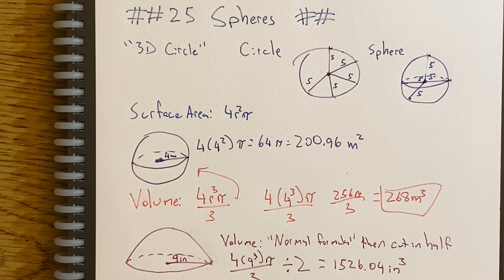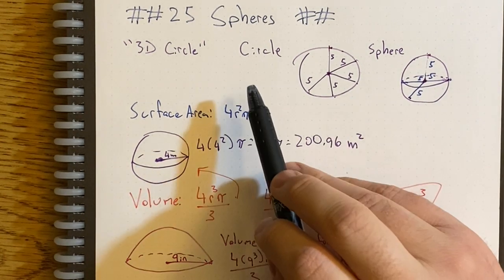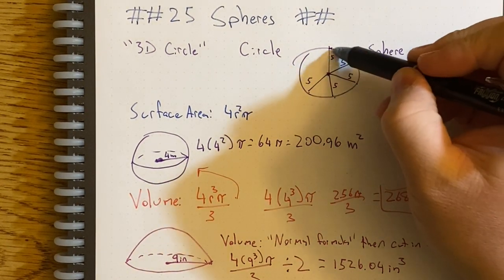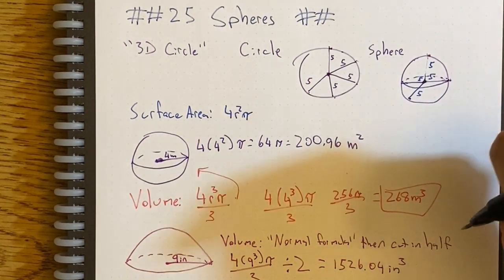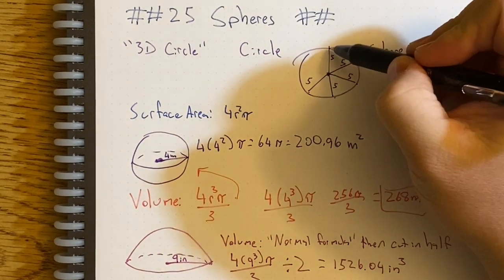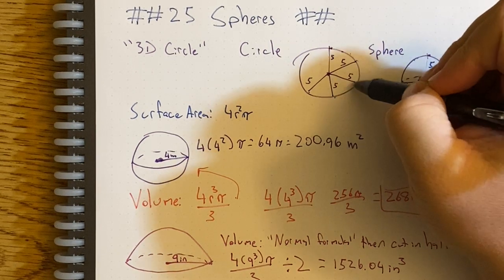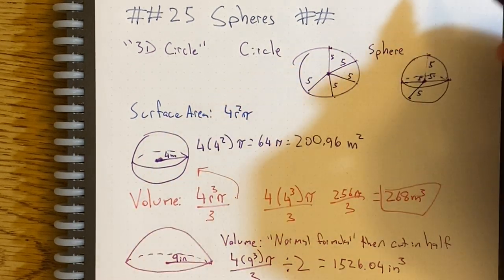You can see we're talking about spheres. Spheres are 3D circles. If you remember, a circle, the definition was the set of all points equidistant from a center. So if this is the middle, every point on the edge is 5 away from that middle. So radius 5, radius 5, radius 5, radius 5, radius 5.